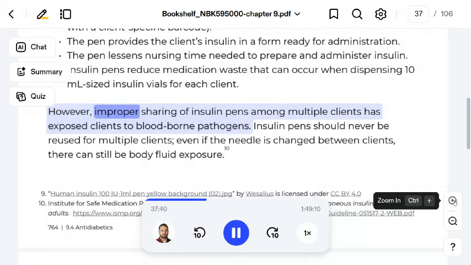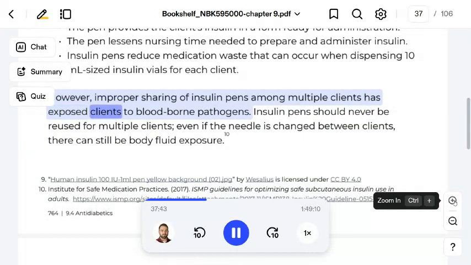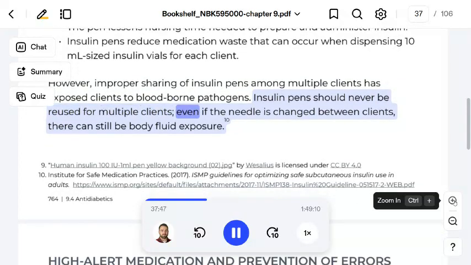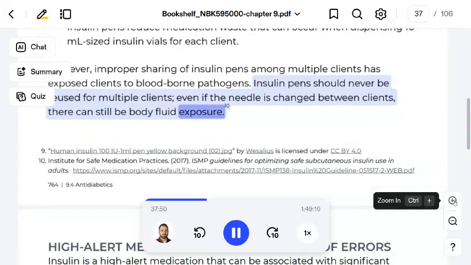However, improper sharing of insulin pens among multiple clients has exposed clients to blood-borne pathogens. Insulin pens should never be reused for multiple clients, even if the needle is changed between clients. There can still be body fluid exposure.